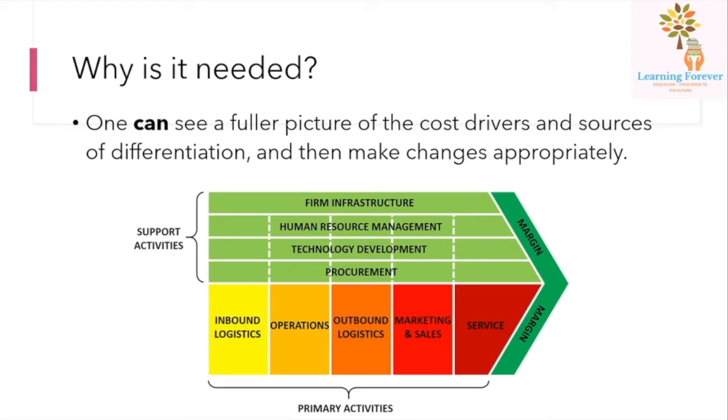So, why is Porter's value chain needed? So, it can give the company a fuller picture of the cost drivers and sources of differentiation and then make changes appropriately in their structure. So this is how a Porter's value chain looks like. So it has the support activities and the primary activities.